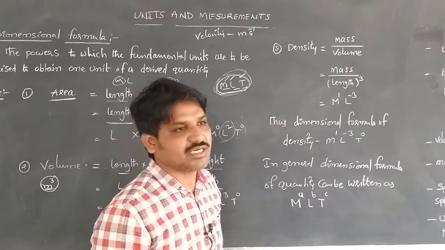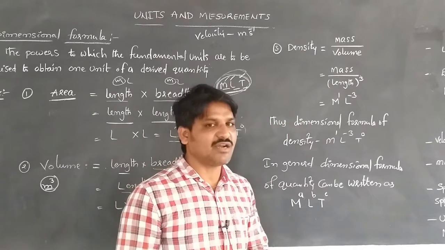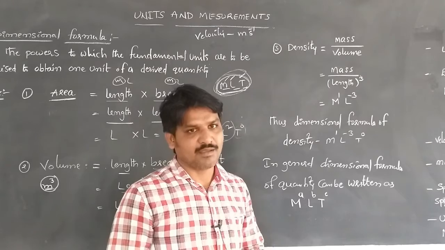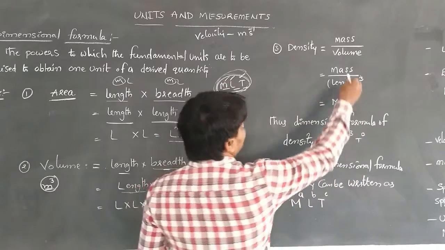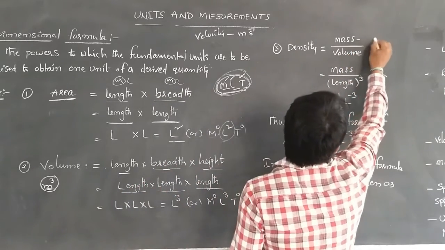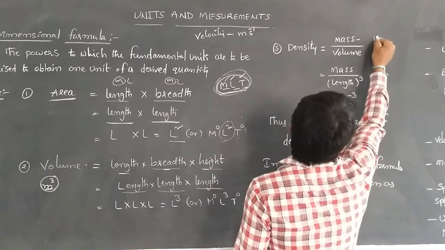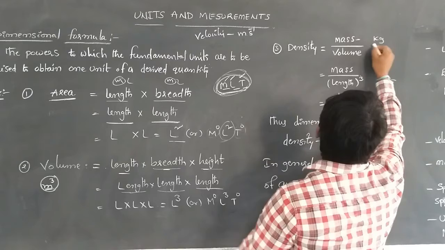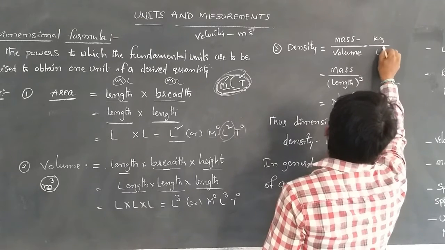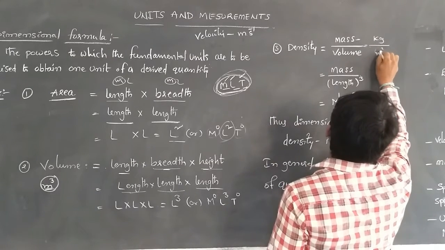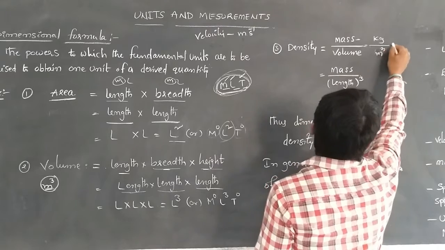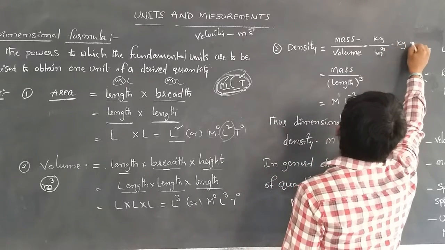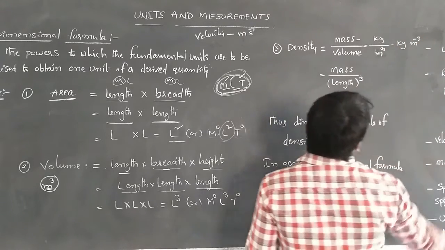Here the next one is density. Density, the formula of density is mass by volume. From that formula, mass can be measured in kilograms. Mass units are kilograms, and volume we already derived, that is L cube. L cube means that is a meter cube. Kilogram per meter cube, we can say like that.